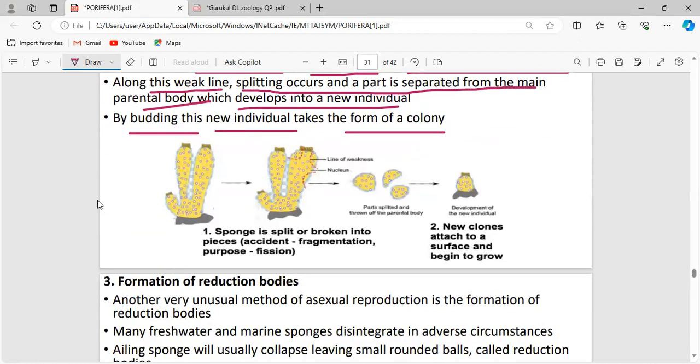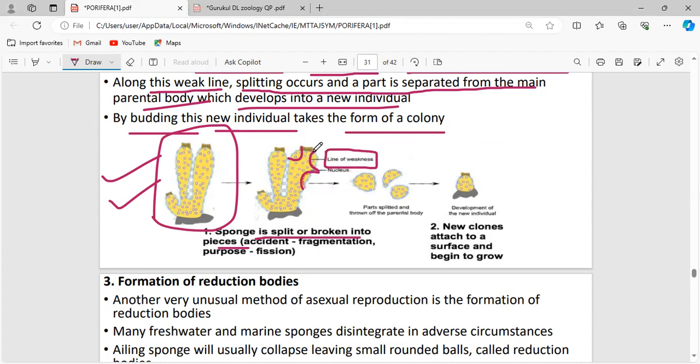See, in the fission, we know splitting will occur. The sponge is split or broken into pieces. See, this is a full parent sponge, a completely developed or mature sponge. In that sponge, the splitting has occurred. The area where the splitting has occurred is said to be a line of weakness. There, the cells have become weak, and afterwards a split forms. Each split gives rise to a separate individual.